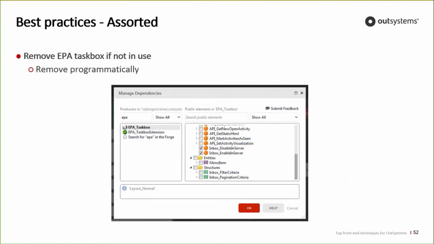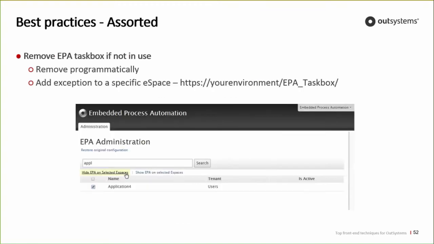So this is very simple to do when we want to completely remove it. When we want to remove it just in specific applications, there is a back office, which is your environment /EPA_task box, where you can select your e-space, and you can mention you want it not to show up in this specific module, in this specific application. You can learn more in the help of the platform on how to do this and how to overcome the EPA task box.